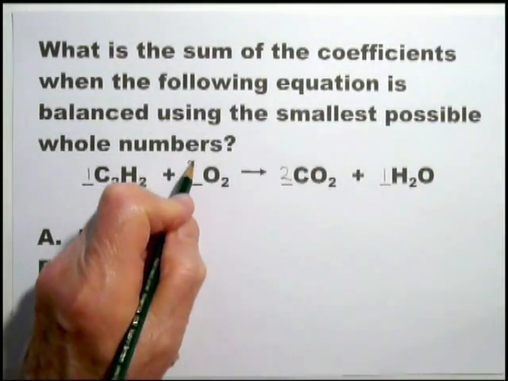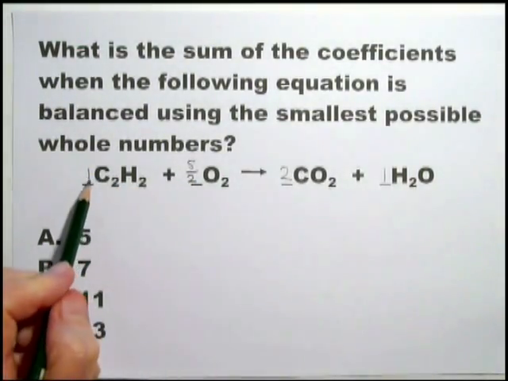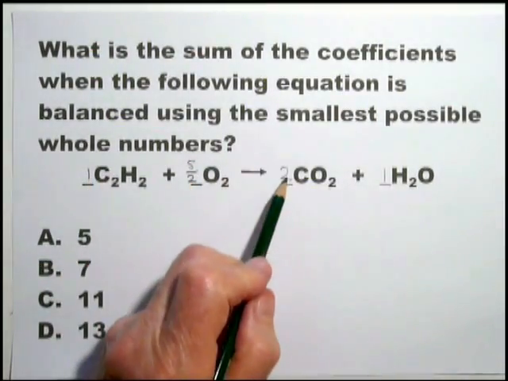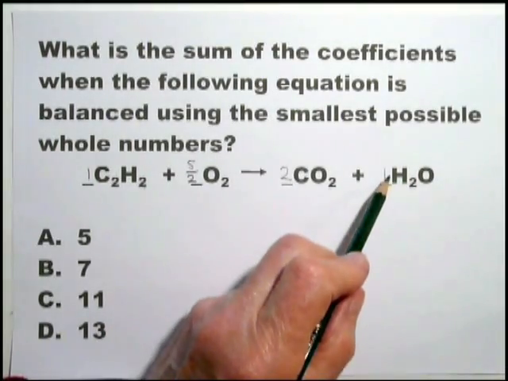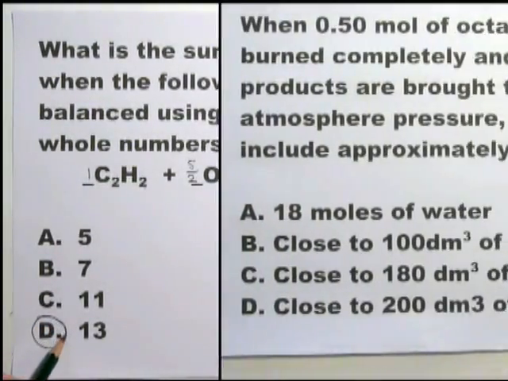They like these odd numbers, don't they, the examiners? 5 over 2. So you add the numbers up. 1 plus 2.5 is 3.5, plus 2 is 5.5, plus 1 is 6.5. Clearly you can't have half numbers, so you double the 6.5 and you get 13.